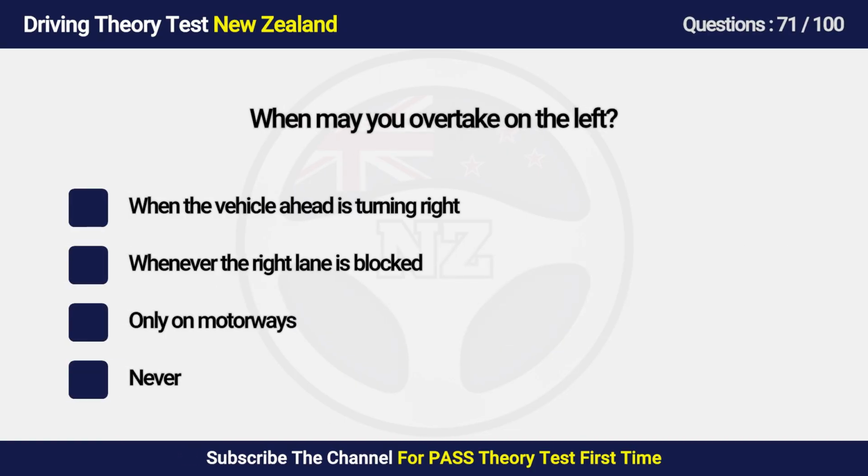Question 71. When may you overtake on the left? A. When the vehicle ahead is turning right. B. Whenever the right lane is blocked. C. Only on motorways. D. Never.